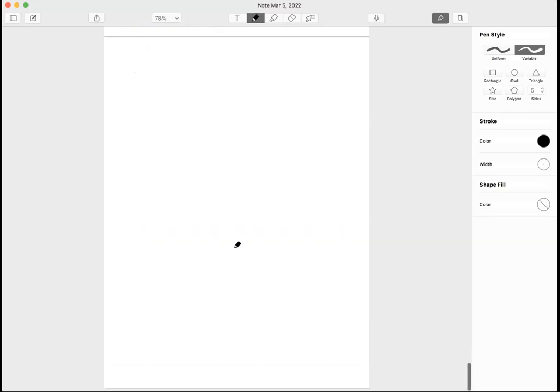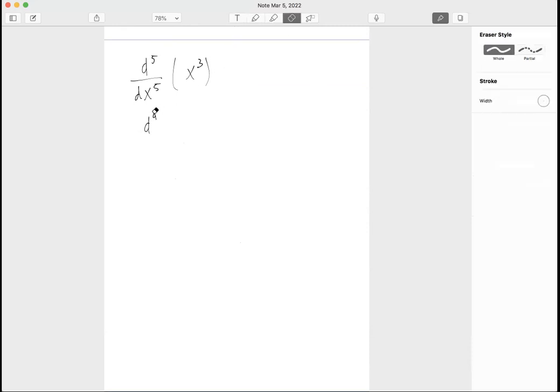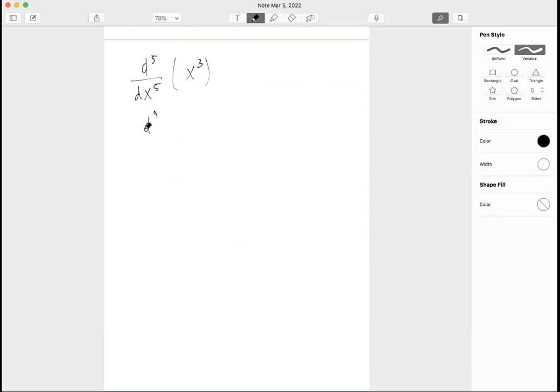So let's maybe do another one. Let's do the fifth derivative, so we're going to do it 5 times, of, let's say, x cubed. So you should have an idea about what the power rule does. You should have an idea what this automatically should be. Let's go step by step. So much like the second derivative, all we're doing is taking derivatives 5 times.